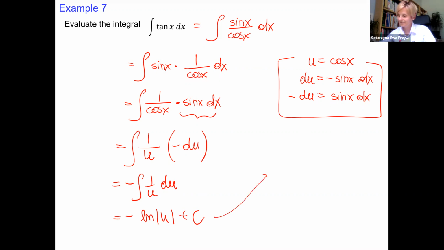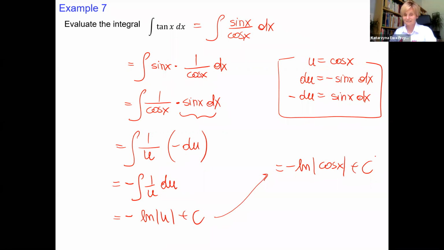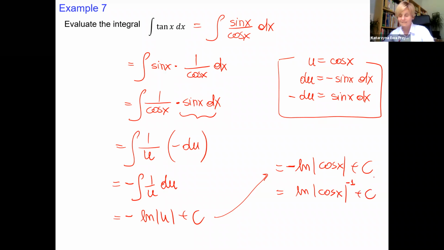Organize nicely. Instead of u, we can put cosine of x. And yes, this is the integral of tangent of x: negative ln of cosine of x plus the constant c. However, what we may see is that the negative in front, as a coefficient of the logarithm, we can put as an exponent. Cosine to the negative 1 is 1 over cosine. And 1 over cosine of x is secant of x.